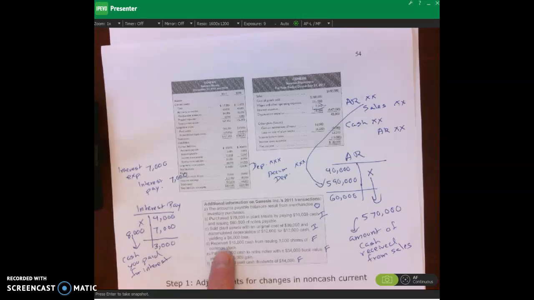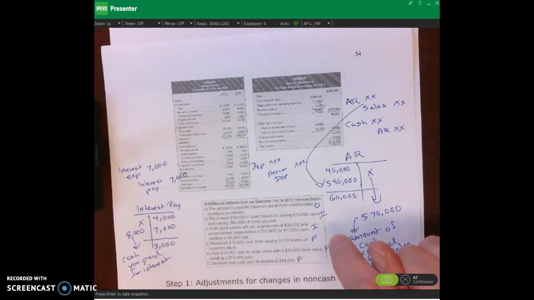here's our financing activities. Received $15,000 cash from issuing stock. That affects the equity section of the balance sheet, so that's financing. Paid money to retire notes. This is also financing. Notes payable, long-term notes payable, financing. And declared and paid cash dividends. This hits the equity section of the balance sheet, also financing.